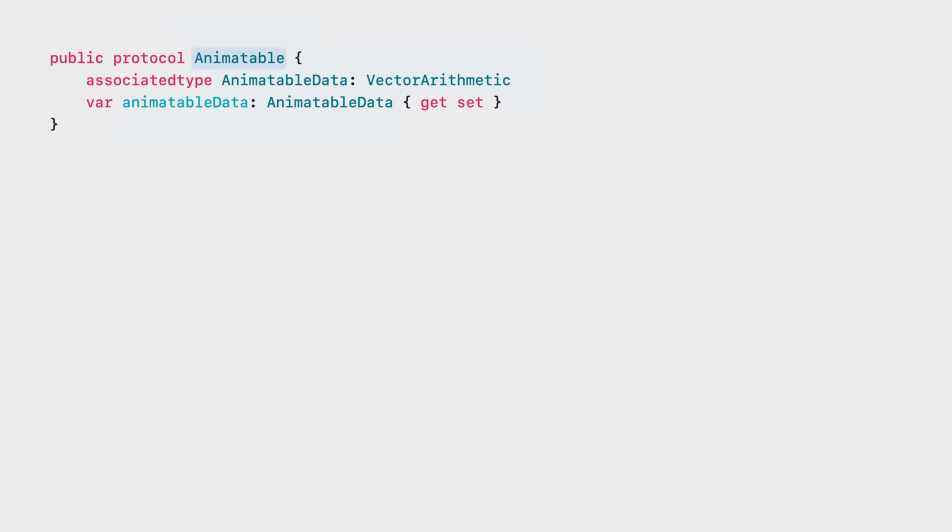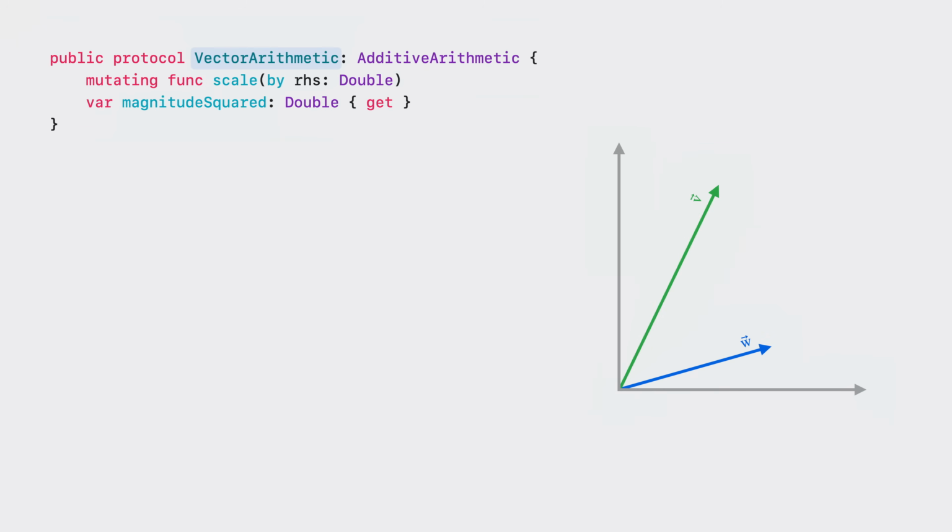SwiftUI builds an animatable attribute for any view conforming to the animatable protocol. The only requirement is that the view define a read-write vector of the data it wants to animate. The data must conform to vector arithmetic. Vector arithmetic matches the textbook definition of a vector from your math class. It supports vector addition and scalar multiplication.